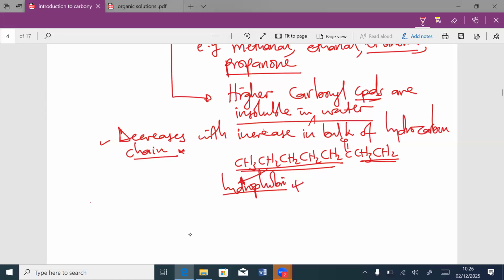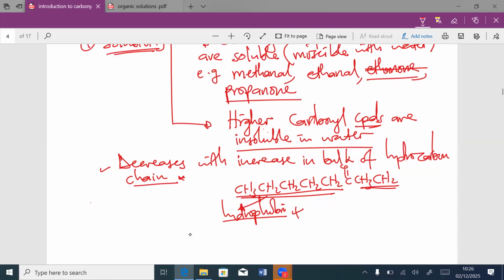This hydrocarbon part of it is actually hydrophobic. So as the hydrocarbon chain keeps on increasing, so does the solubility in water keep on decreasing in that format. That is one of the properties.